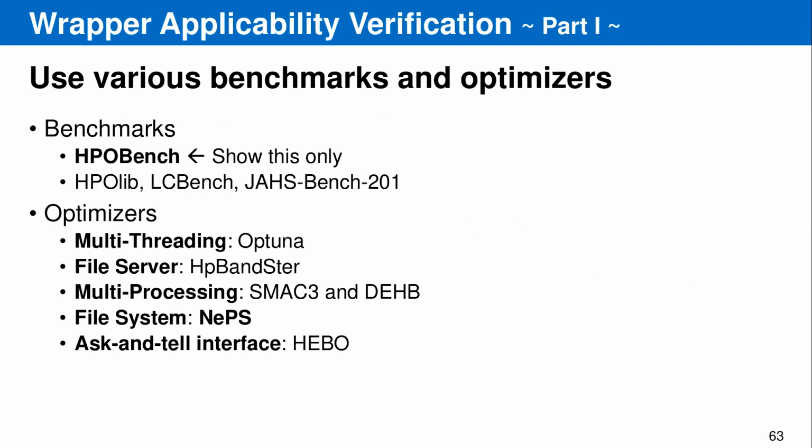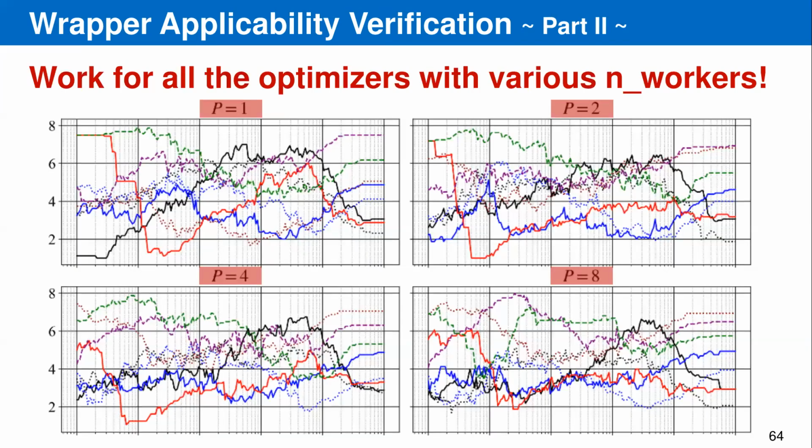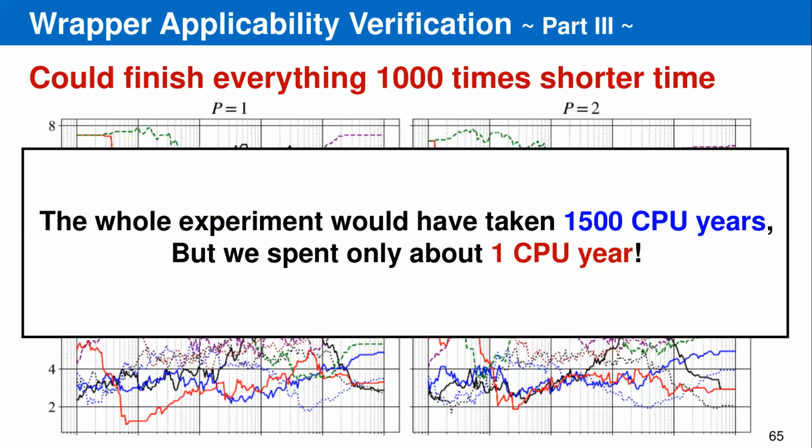Finally, we demonstrate that our wrapper works with diverse libraries. To demonstrate our wrapper's applicability, I ran experiments with 6 different HPO libraries on 3 HPO benchmarks. Importantly, these HPO libraries use 5 different parallelization mechanisms. From the experiments, we could verify that our wrapper supports 5 different parallelization mechanisms. Here we tried the number of workers of 1, 2, 4, and 8. Most importantly, our wrapper completes the experiments up to 1,500 times quicker than the naive simulation.